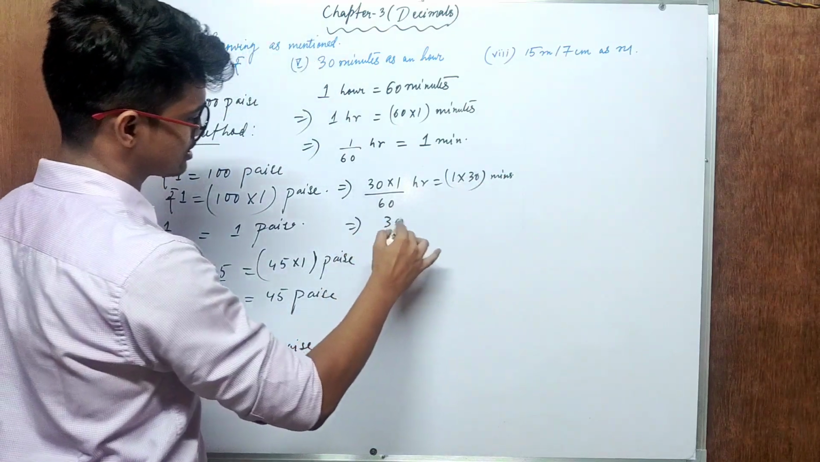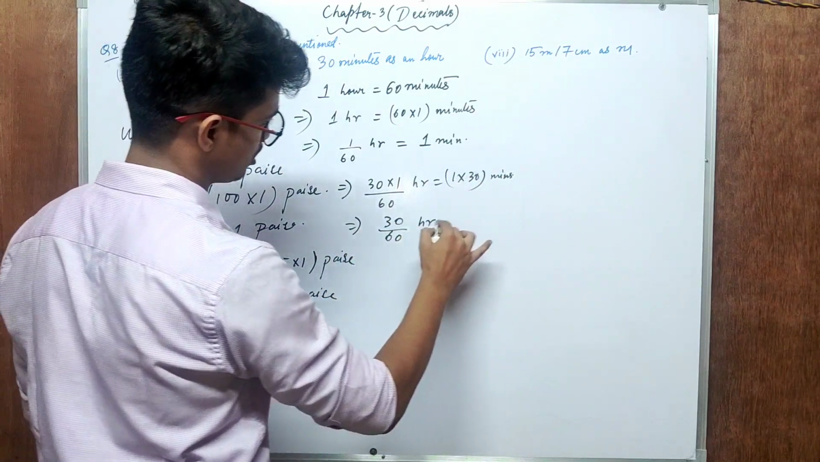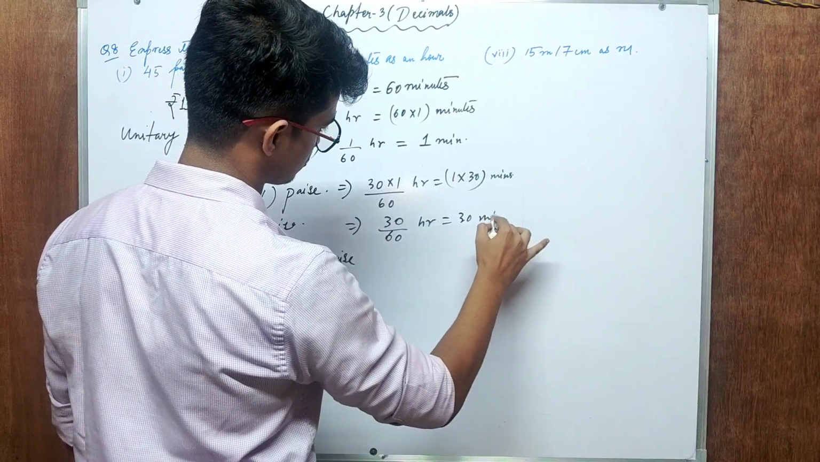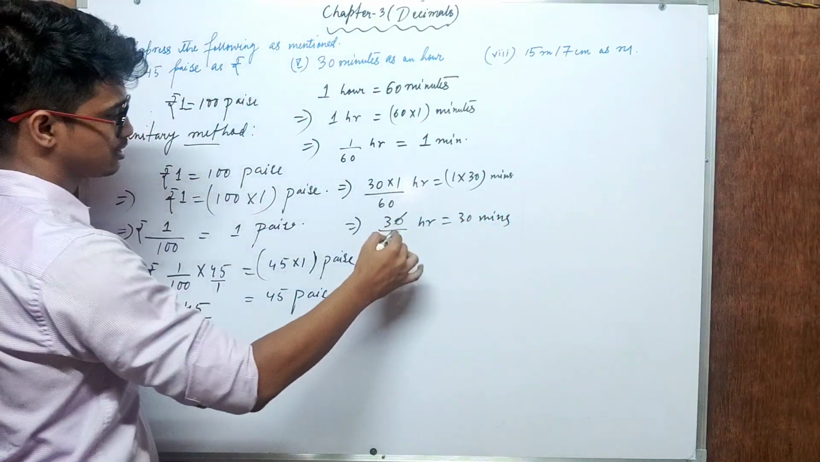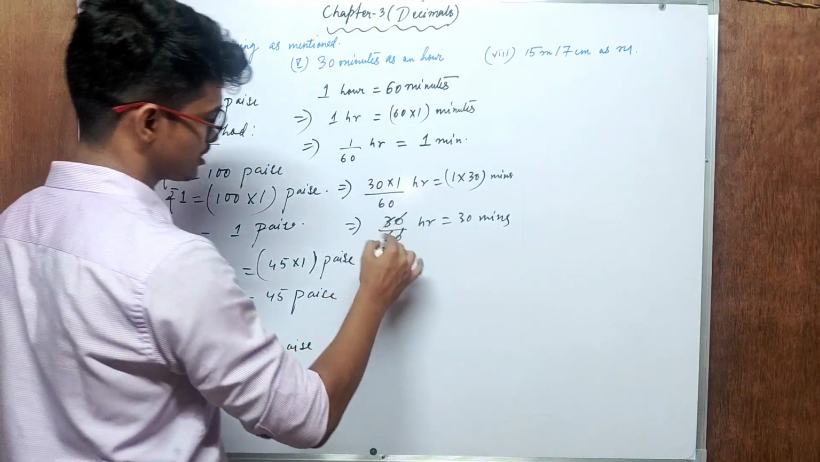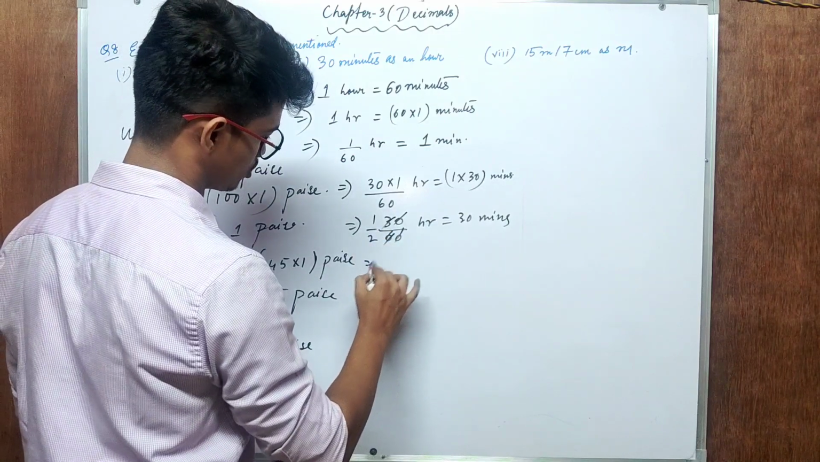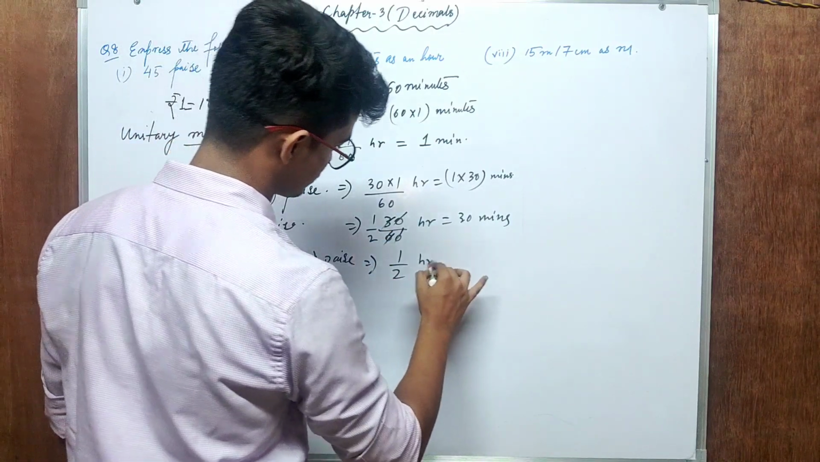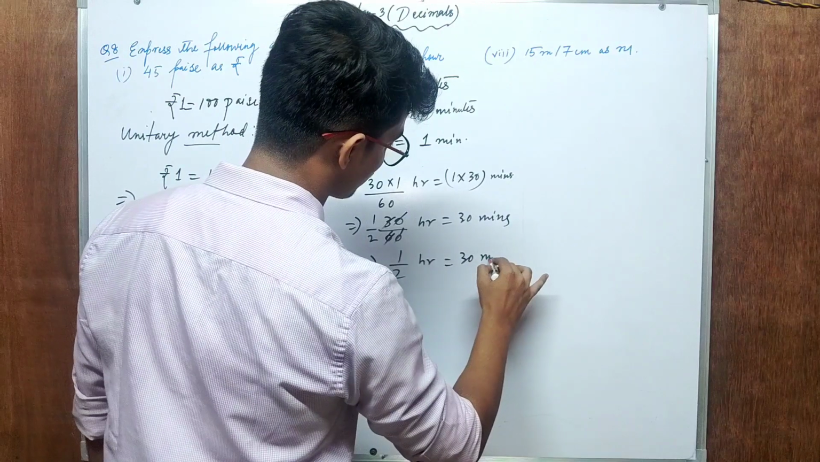So 30 by 60 hour equal to 30 minutes. So 30 by 60 is how much? 3 and 0 cancel. 3 and 6, that is 1 by 2. So 1 by 2 hours. So that is in fractional form.